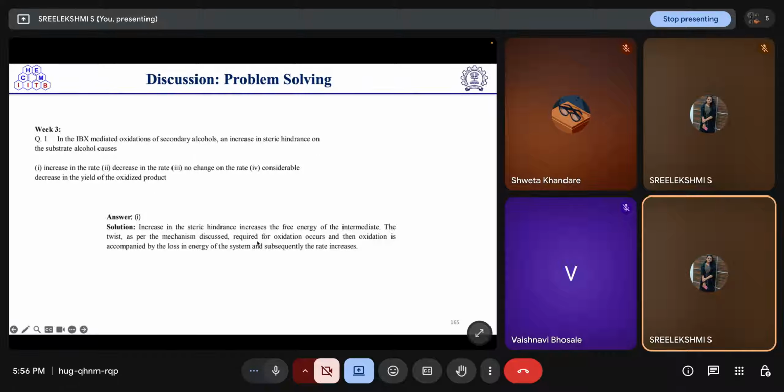The twist required for oxidation occurs, and then oxidation is accompanied by a loss in energy of the system, and subsequently the rate increases. So IBX is one such oxidizing reagent where steric hindrance in the system results in an increase in the rate of the reaction. In all other cases, we have seen that steric hindrance can decrease the rate of the reaction, but for IBX, due to the intermediate stereochemistry, if there is steric hindrance, it can favor the reaction rate.